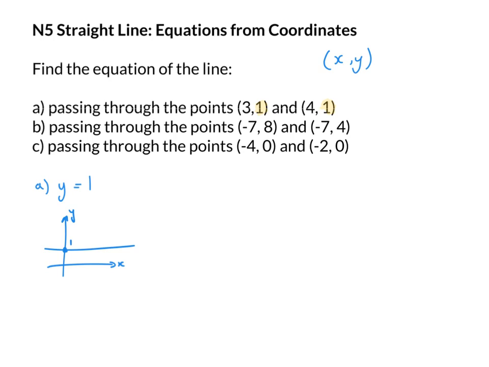Same thing's happening in the second one. If we have a look, the x coordinates are the same. So in B, the x coordinate is always minus 7. If I were to sketch that, it would look a little bit like this. A vertical line passing through minus 7 on the x-axis.